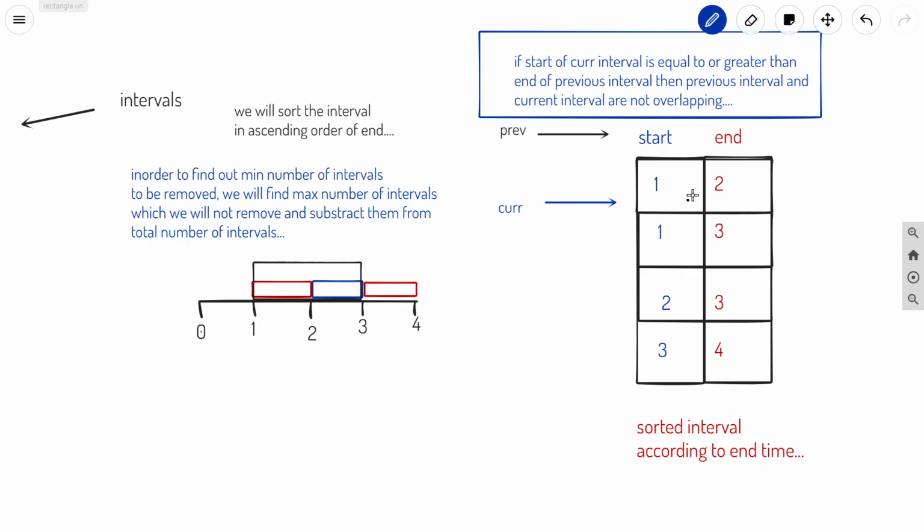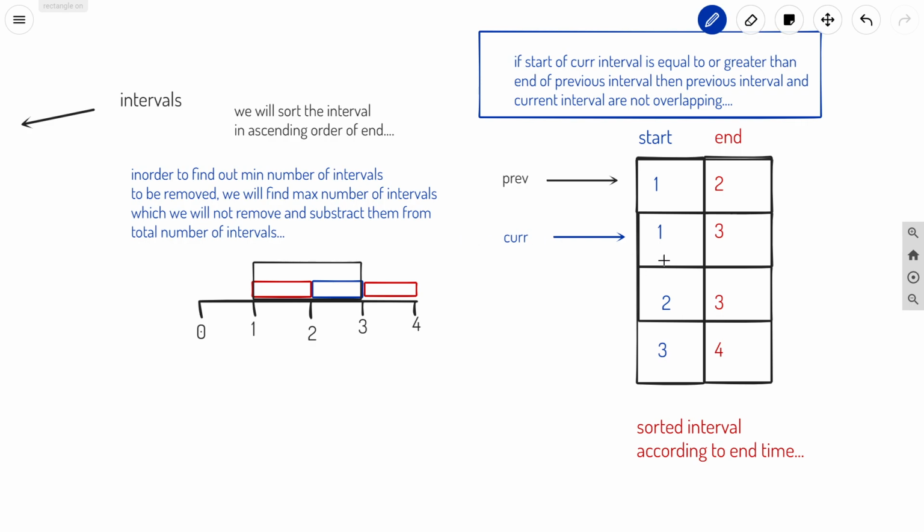So for this case, we will definitely add the first interval. Okay, and we will start from the second interval, and our previous will be nothing but our first interval. So if the start of the current interval is greater than or equal to the end of the previous interval, we will just take that interval, otherwise we will not take that interval because it will be overlapping.